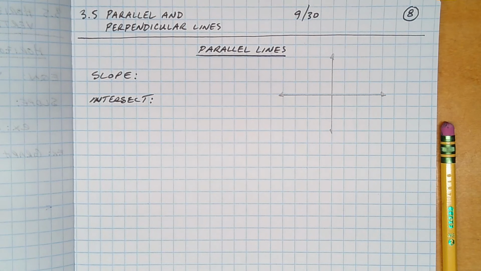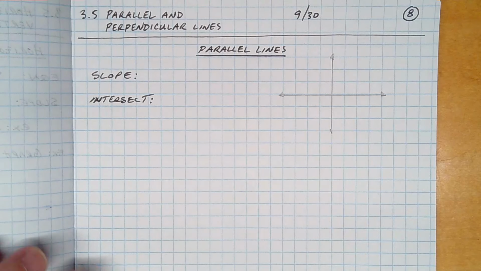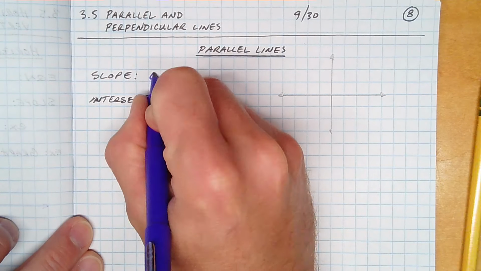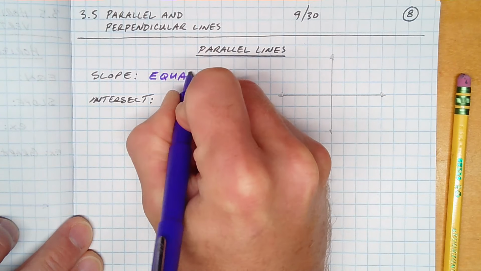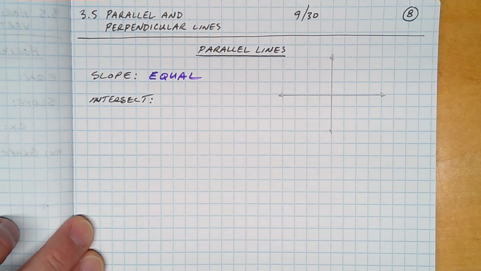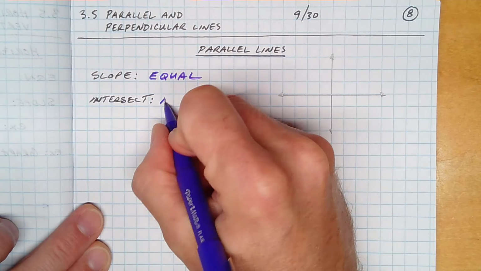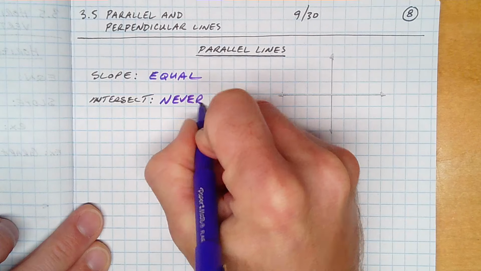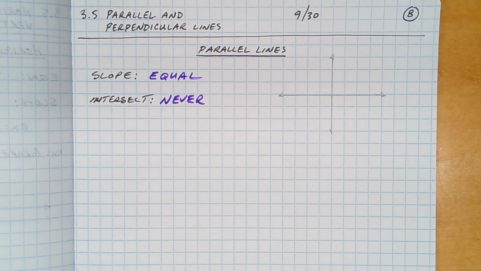So some important things about parallel lines. The slopes are always equal. Parallel lines have the same slope. And they intersect, you probably know, never. Parallel lines never, ever intersect.